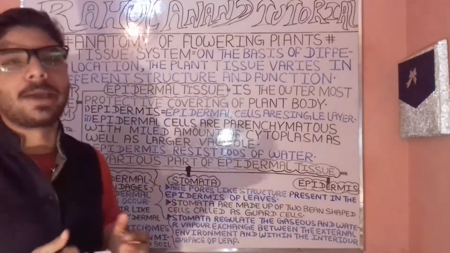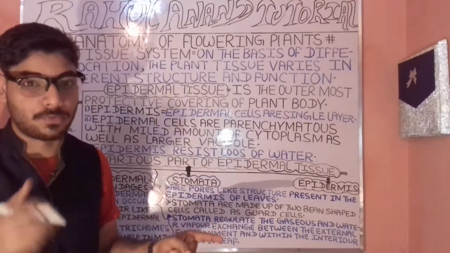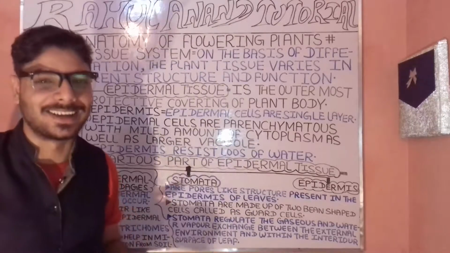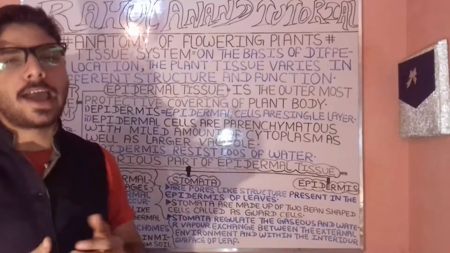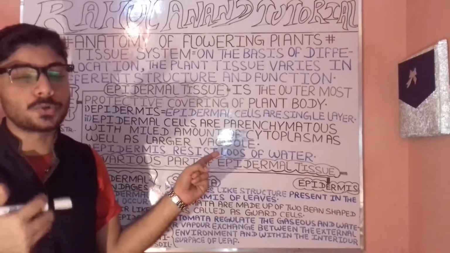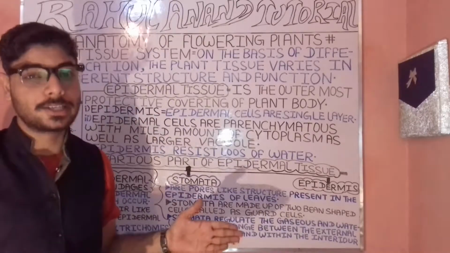Now let's begin with the very interesting topics which are often asked in your NEET, AIIMS, and All India Pre-Medical Examinations. These belong to the chapter on the anatomy of flowering plants. So today we are going to study the plant tissue system.